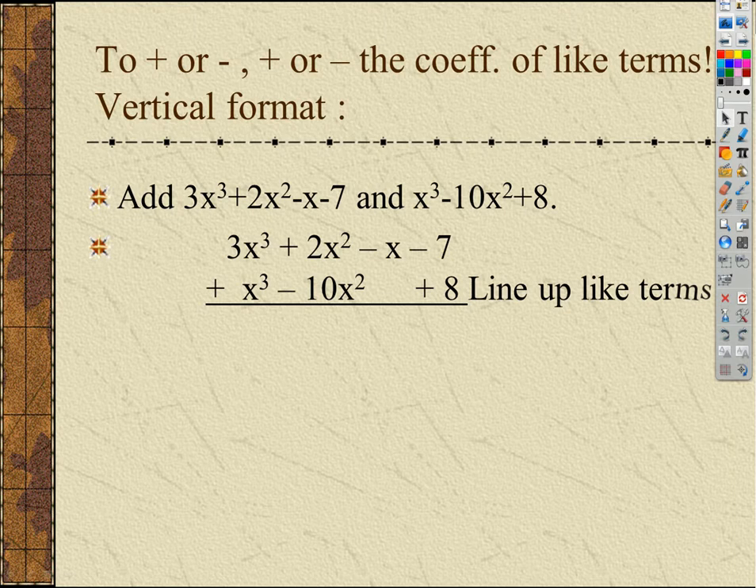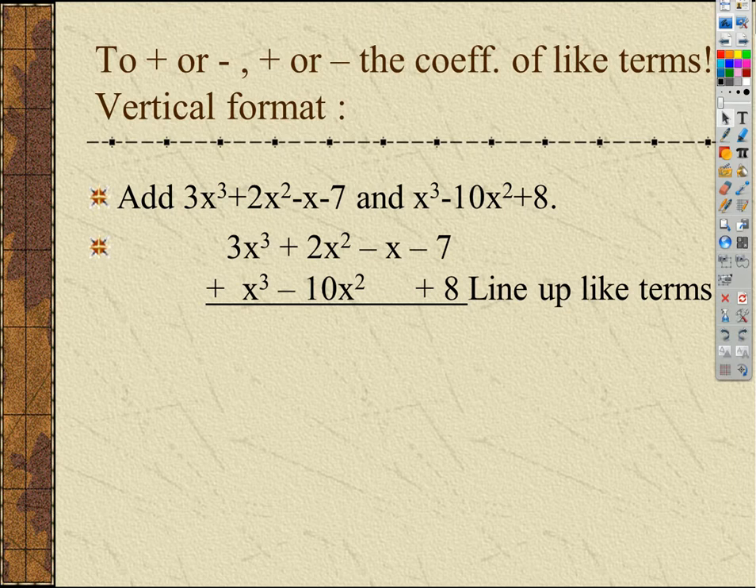and add. 3x cubed plus x cubed is how much? 4x cubed, right? 2x squared plus negative 10x squared is negative 8x squared. Negative x plus 0 is just negative x, right? If I only have one term, it doesn't change. And then negative 7 plus 8 is 1. Done. How simple is that?